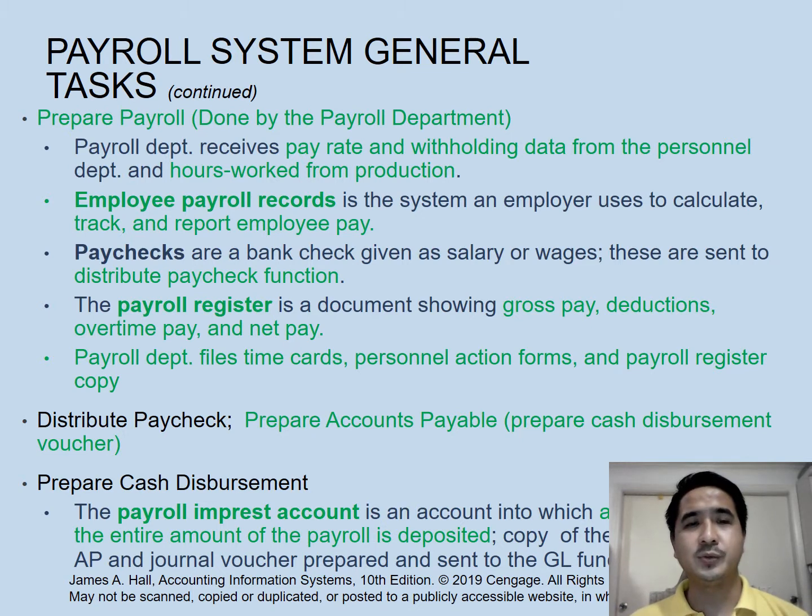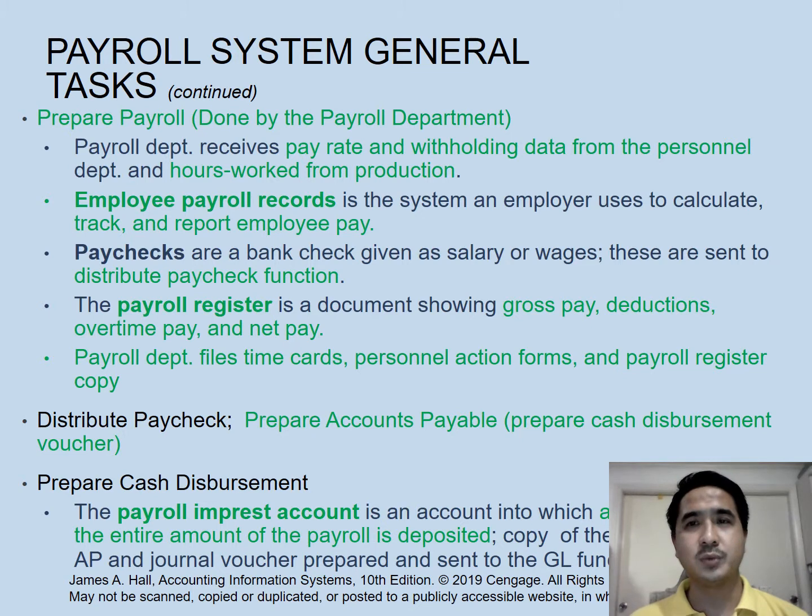The next is the distribution of paychecks to the employees. We will discuss that in detail, specifically the controls related to that. And then the preparation of the accounts payable. Considering that it is mentioned here that it uses a cash disbursement voucher, compared to the general expenditure procedure, it uses the vouchers payable system.